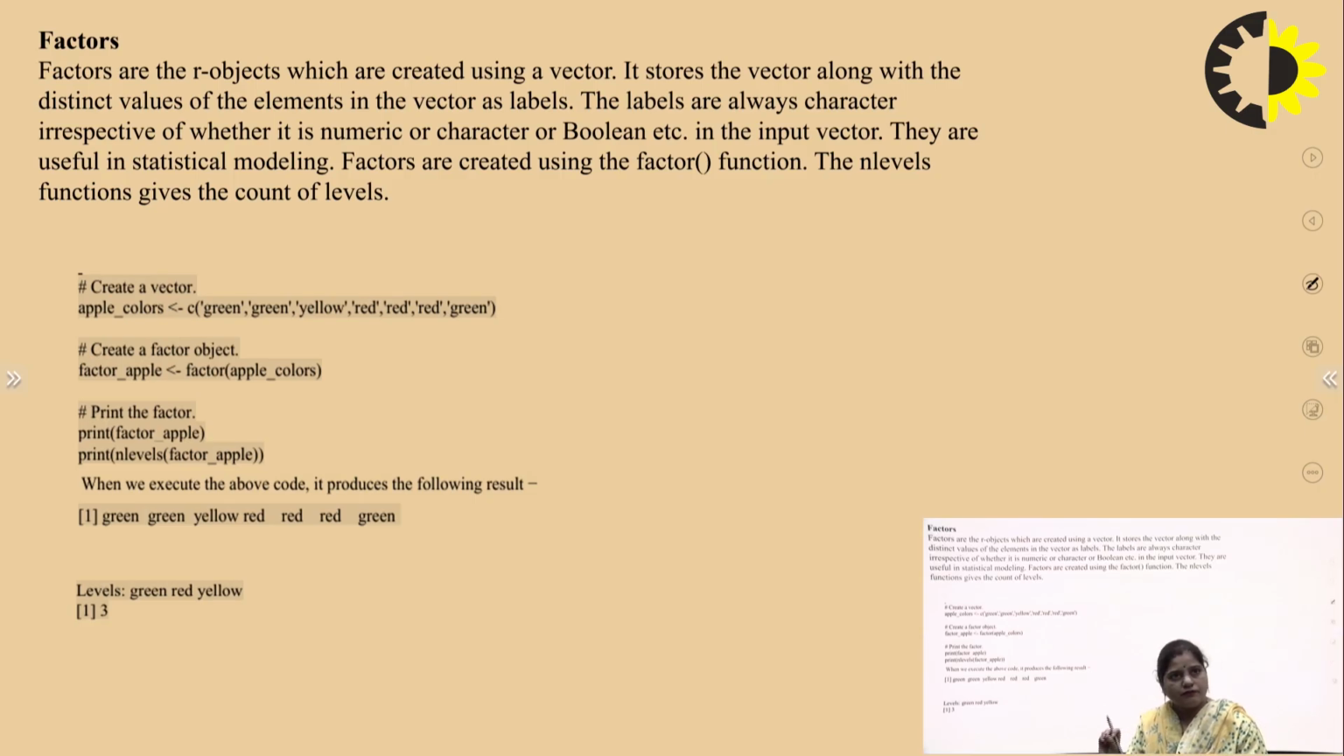So, it stores the vectors along with the distinct values of the elements in the vector as labels, and these labels are always character, irrespective of whether the input vector is numeric, character or boolean. They are useful in statistical modeling, as we are generally using the R language for statistics.